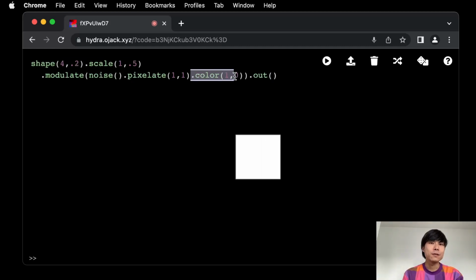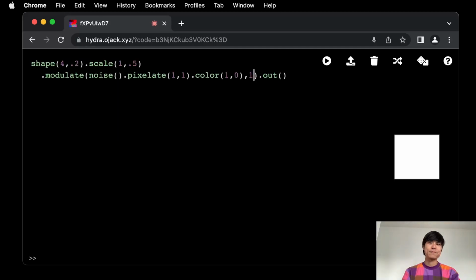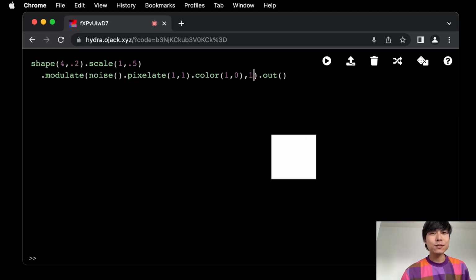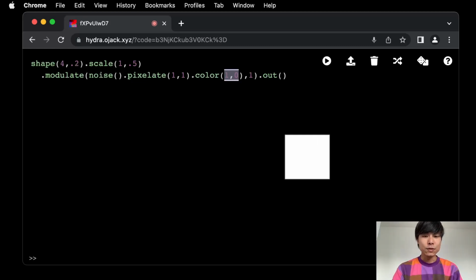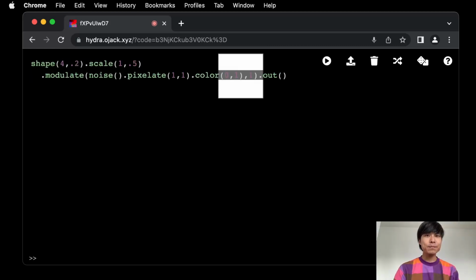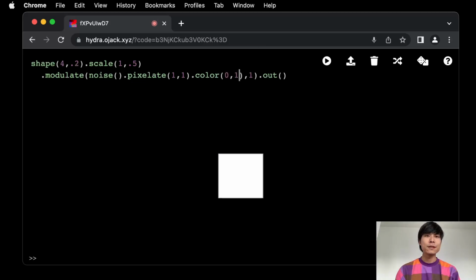It's really confusing that now we're talking about color, but what happens is the translation in the X direction. So if I change it to 0, 1, then it's a vertical direction, because the modulate function takes red and green and uses those two colors to move in XY directions.